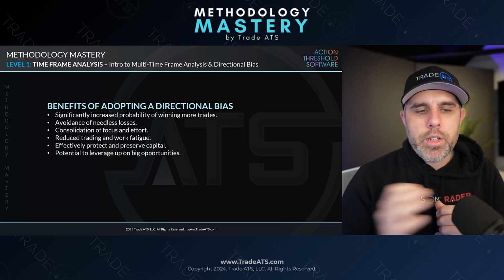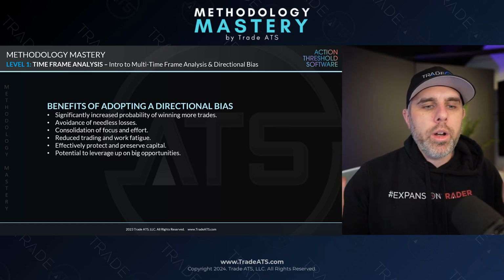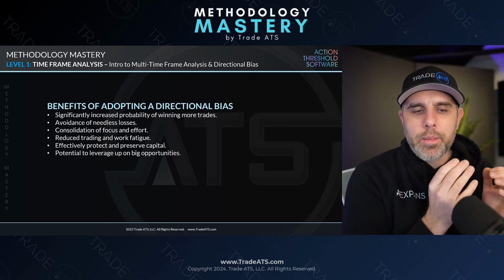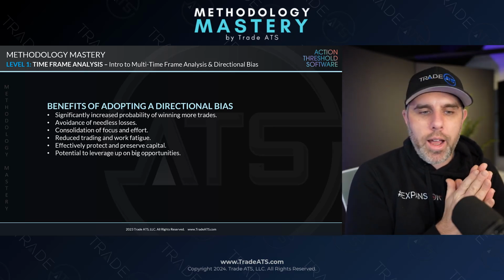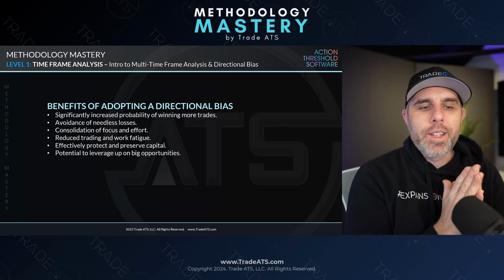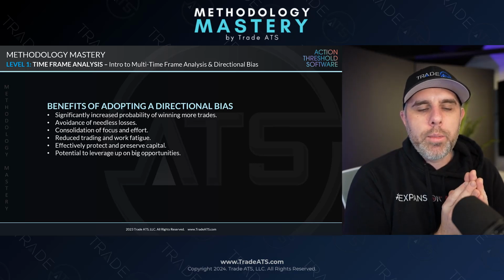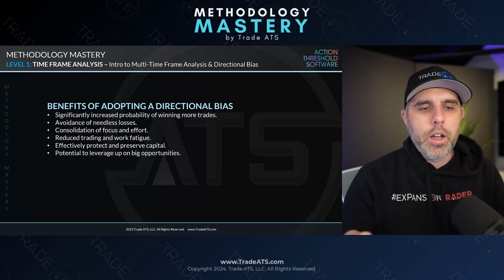Now, there might be a few scattered reds in there, but the majority of those are going to land on black, because the inefficiency that kicked off the trend to the downside told us that. So we have a significantly increased probability of winning more trades by following a directional bias.